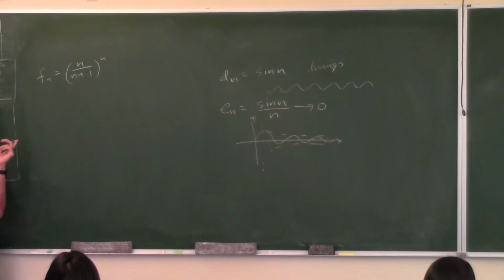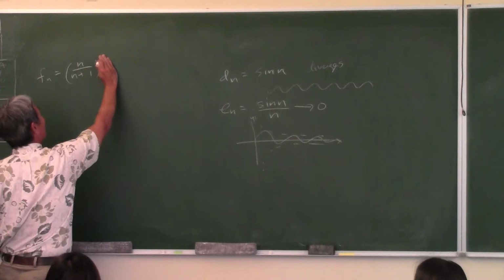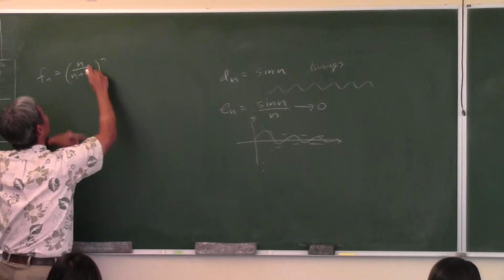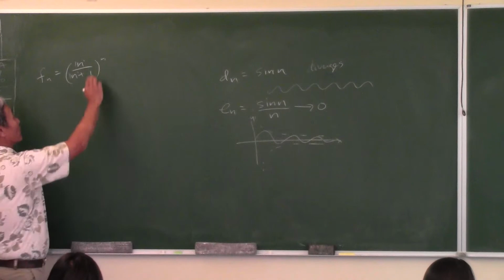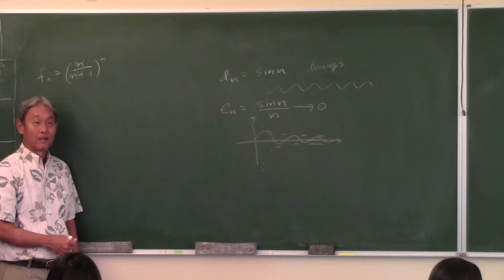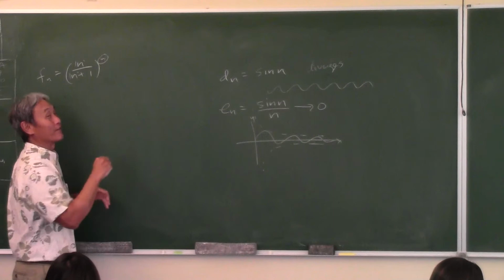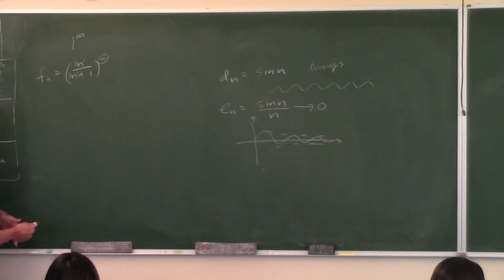What does this converge to, or does it diverge? I'll give you a hint. If you didn't have this nth power there, what would the limit of that be? The degree of the top and the bottom are the same, so you look at the coefficients. One. So one to any power is one, right? Yes, if the power is a finite number, but this is going to infinity. This is 1 to the infinity. This is an indeterminate limit. Remember we did that in the beginning?